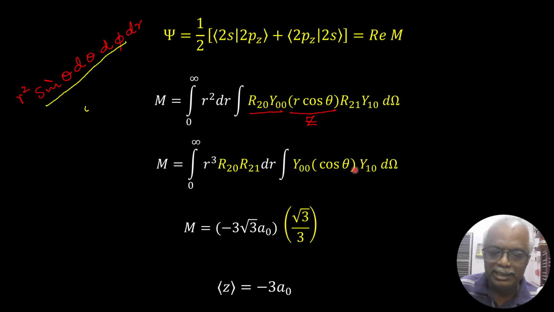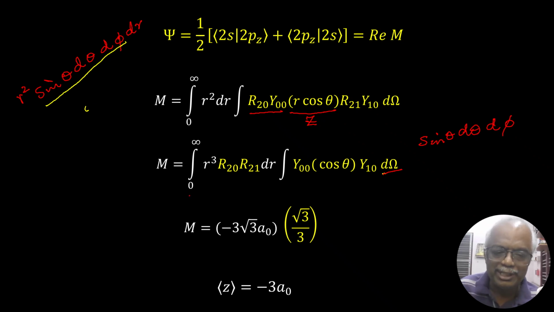This d omega, I am not going into the detailed derivation. I am just going to explain how to carry out this integration. You know, d omega is equal to sine theta d theta d phi. If you integrate d phi, it is a well-known result, you will get 2 pi. All this routine thing I have explained so many times.